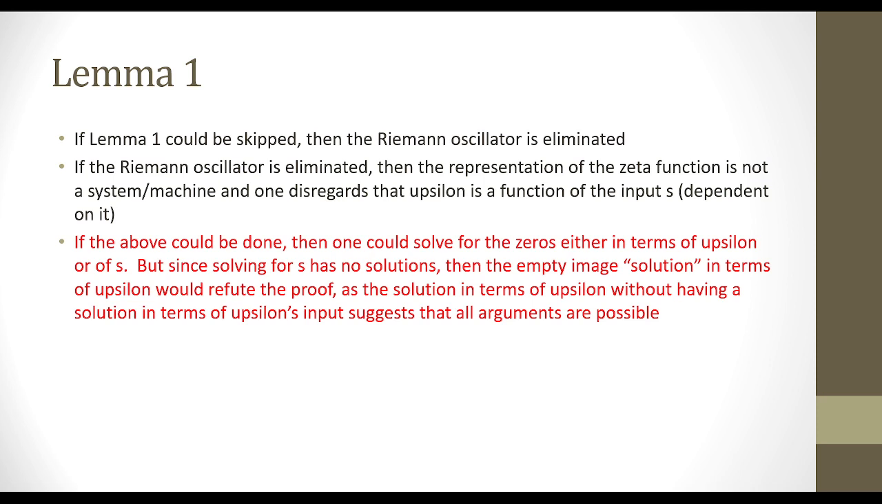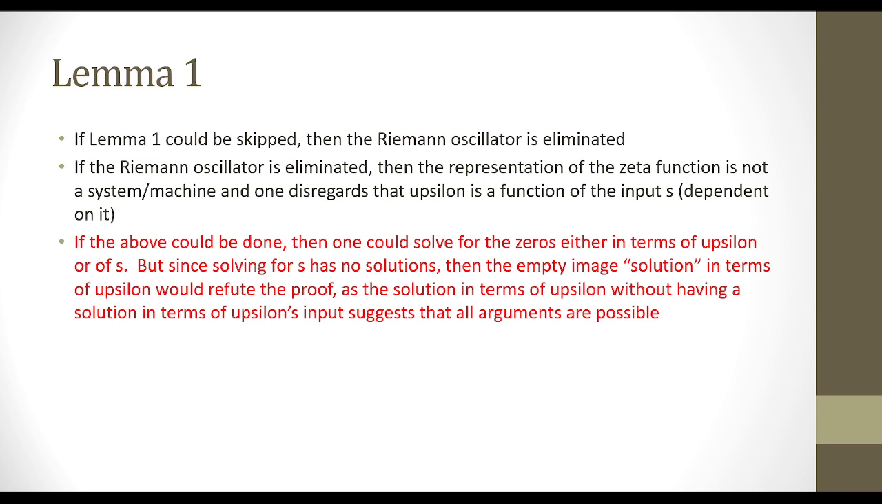But since solving for s has no solutions, and no mathematicians are arguing that s has a solution from the final result of the paper. And if you don't know what that means, it means that there are no type 2 zeros, which means that there are no non-trivial zeros off the critical line. Okay, so it's a really important part. It's the very end of the paper.